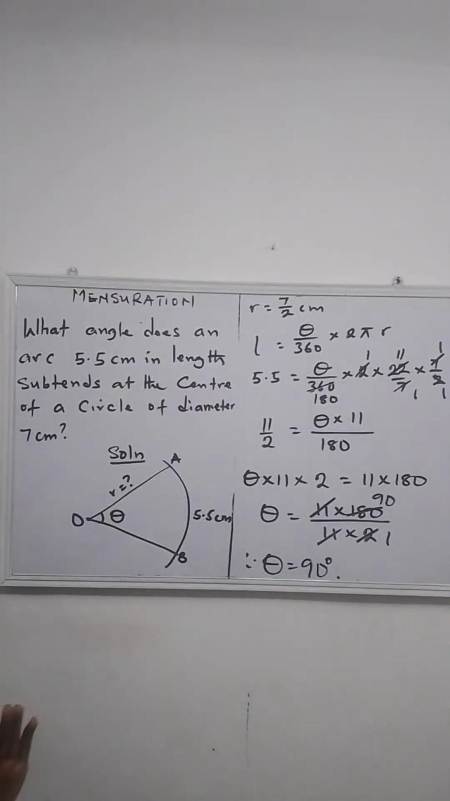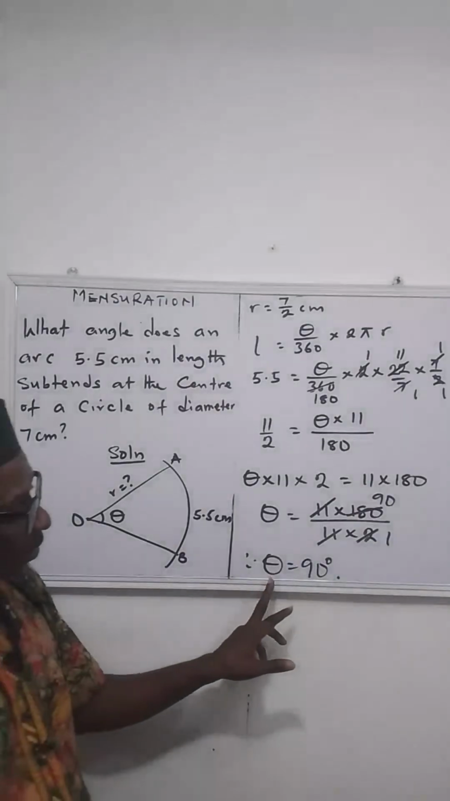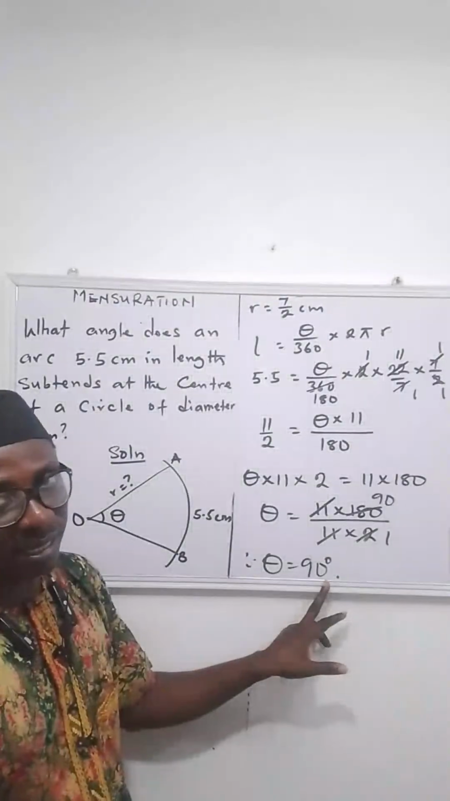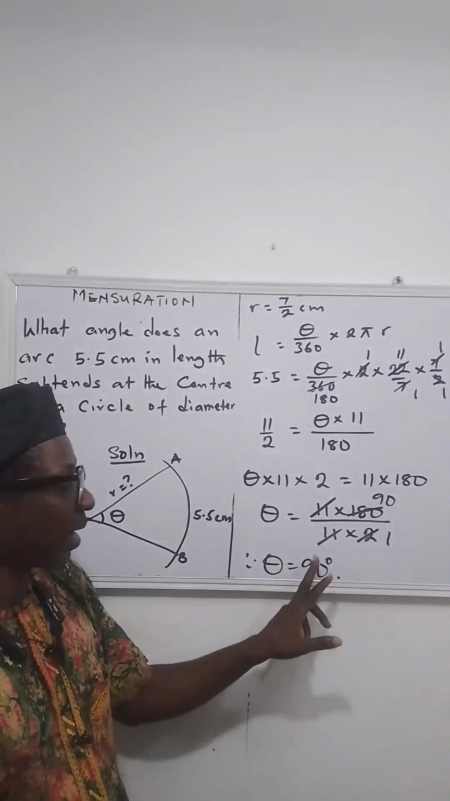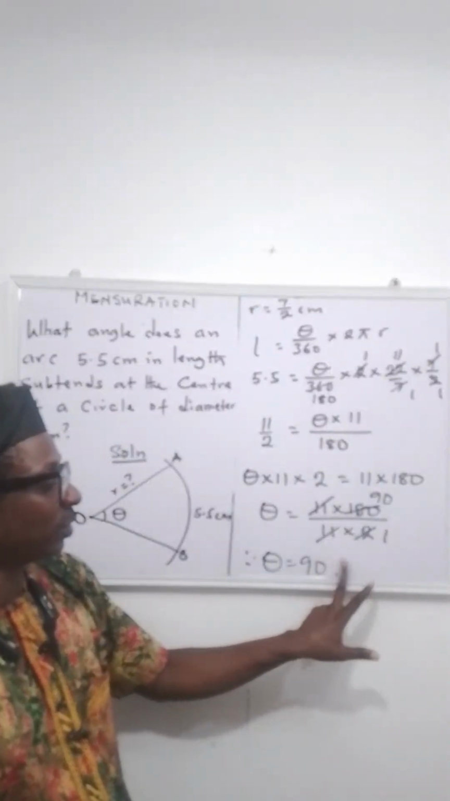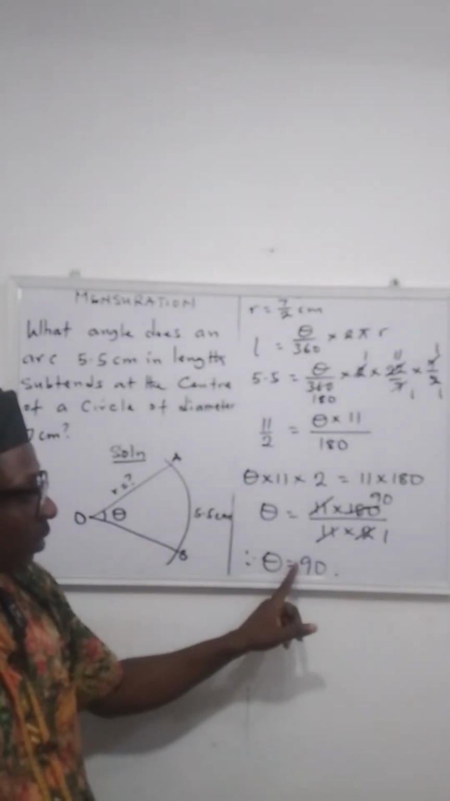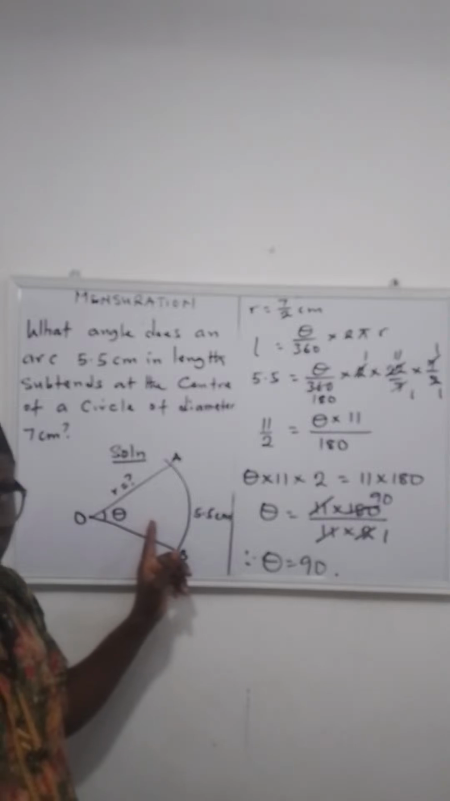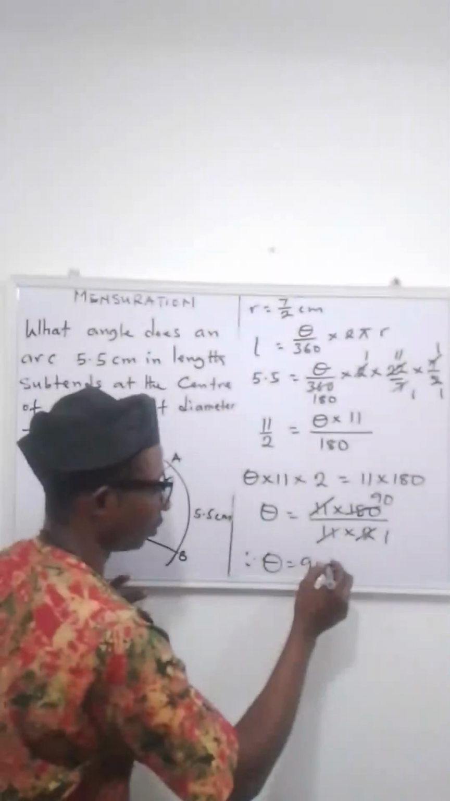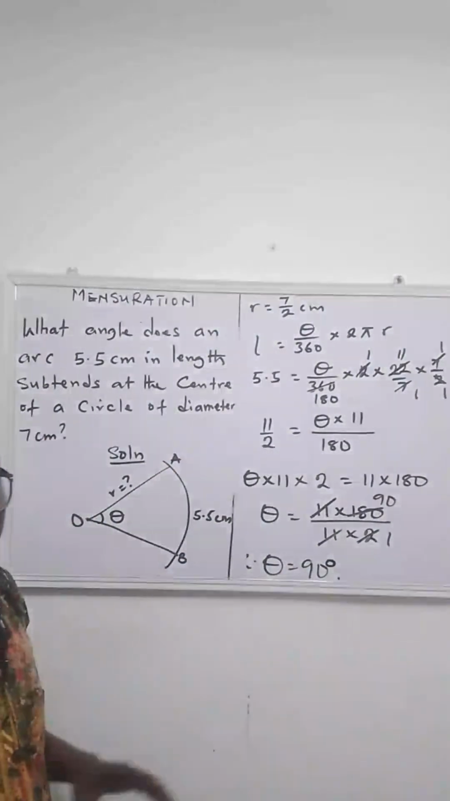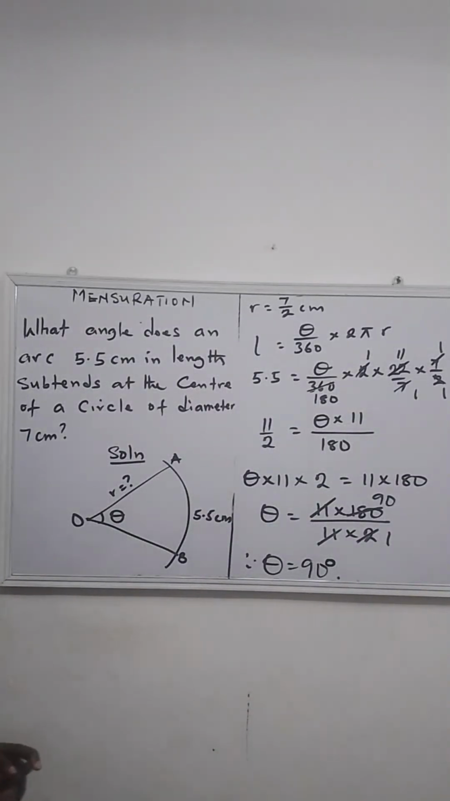Now you need to pay attention to something. Now look at it. My answer is not just 90. If you write 90 and you fail to put degrees, you're going to miss points because that is the unit of angle. Okay, so you have to put degrees. All right, so that is the answer to the problem.